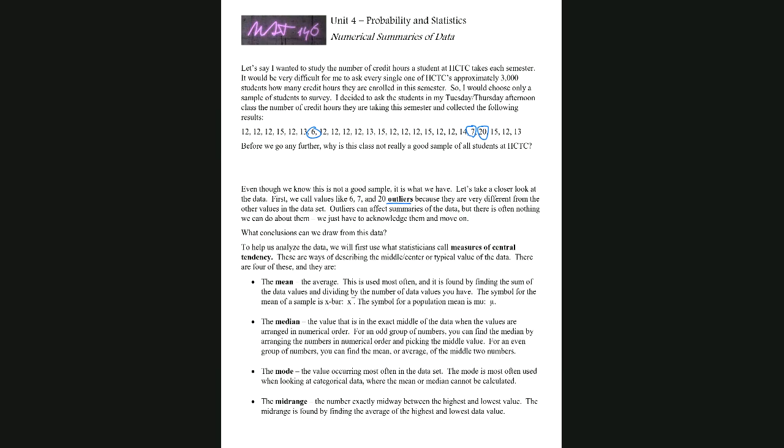So they're very different from the other values, so we call those outliers. And outliers can affect summaries of the data, but there's often nothing we can do about them. We just have to acknowledge them and move on. So the outliers will affect the data, and we'll look at how that may happen later on.